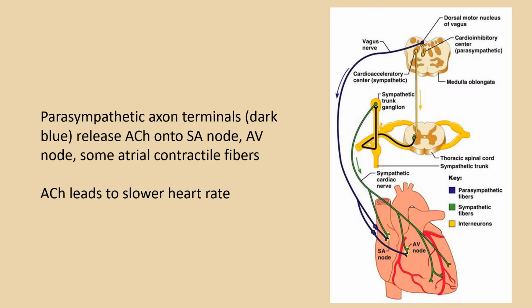So here's a new diagram for us. In this diagram, the vagus nerve is represented in dark blue. The vagus nerve is a cranial nerve. It emerges from the brainstem, and the vagus nerve innervates many structures in our body, including the heart. Here we see the vagus nerve innervating the SA node and the AV node, and I hope you remember that the vagus nerve secretes acetylcholine, and acetylcholine is going to have the effect of slowing heart rate.